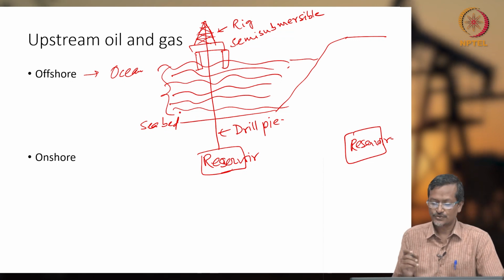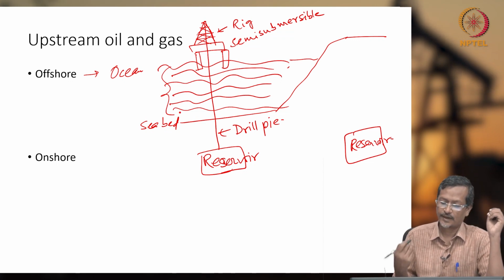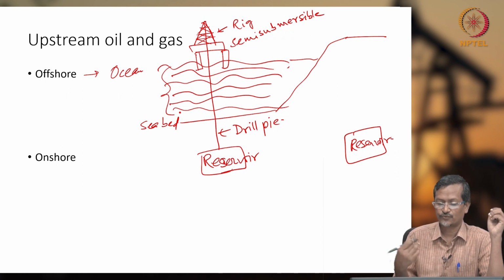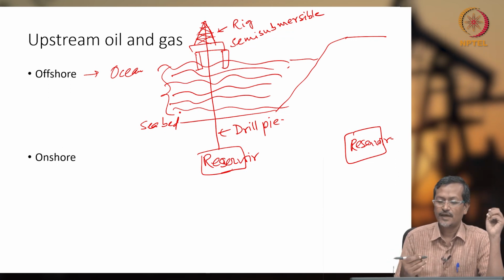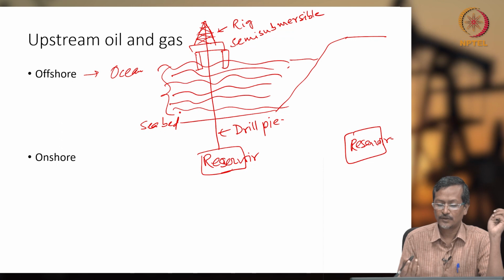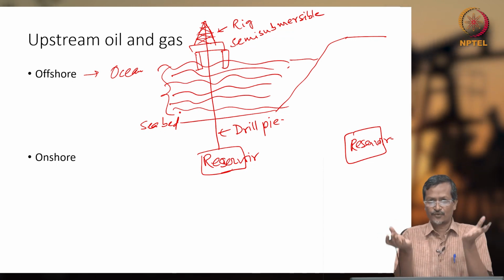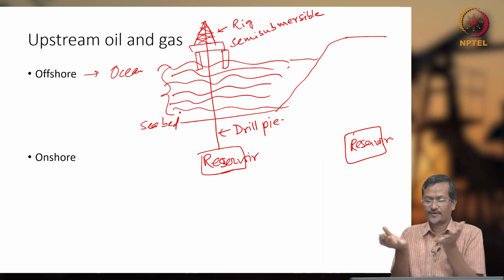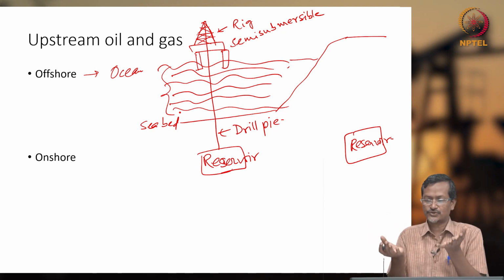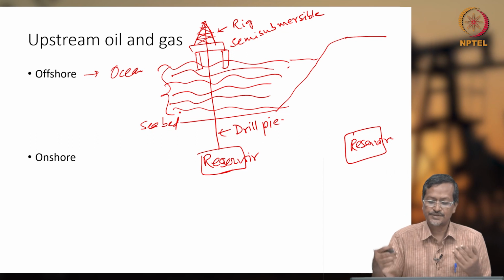This water will have lots of motion because of wave motion and current motion, and your semi-submersible will have wind load also. If wind is blowing, the semi-submersible, which is completely floating like a ship, will be moving left, right, forward, backward, and it will have vertical motion also. So all types of motion will be there on this drilling rig.